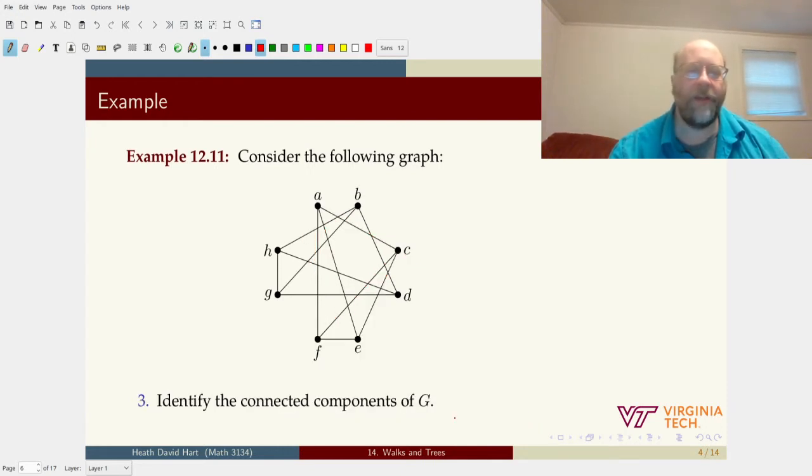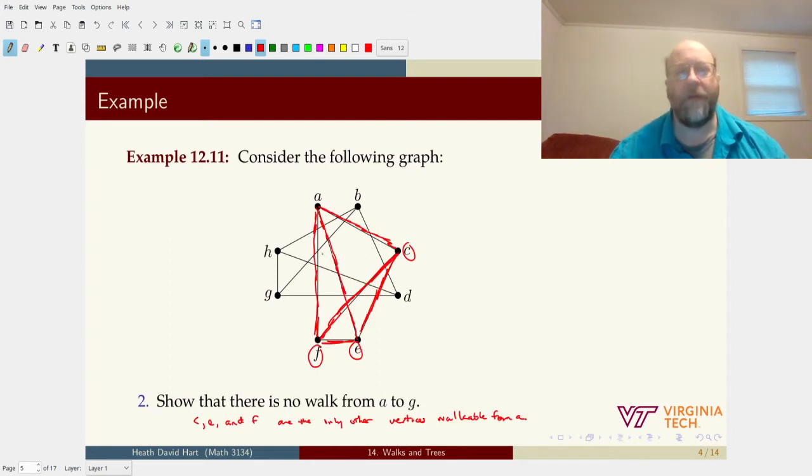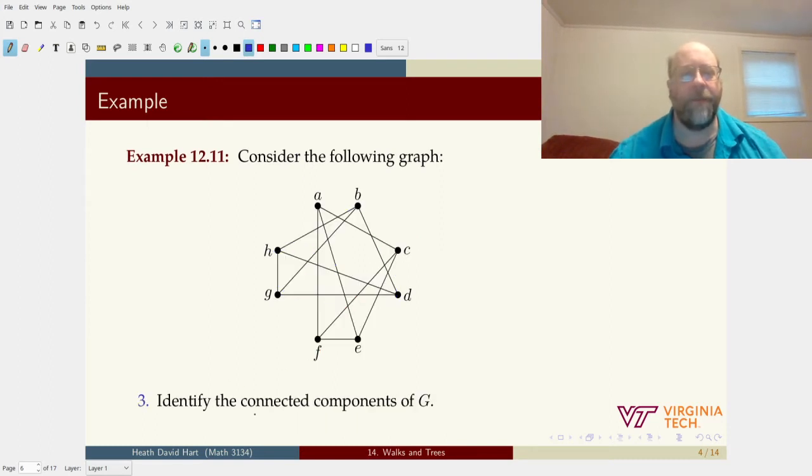So part 3 says identify the connected components of G. Well, this exercise kind of identified one of them. A, C, E, and F, the part that's highlighted in red, are all connected together, but I can't reach any of the other vertices from it. On the other hand, the other vertices are all connected together also, and I'll draw them out in blue. And those are connected. And so the connected components are A, C, E, and F, and then B, D, G, and H.